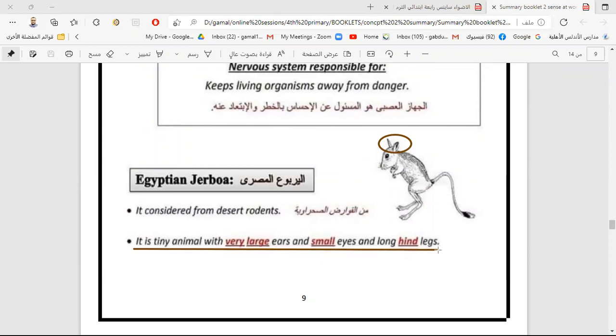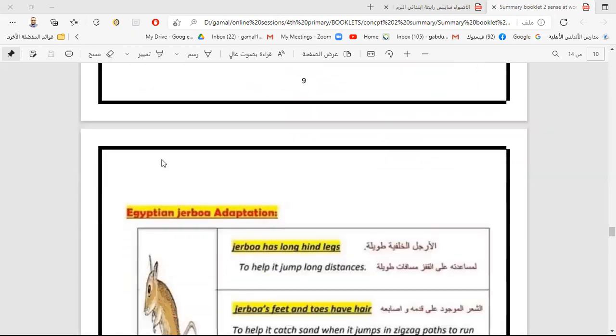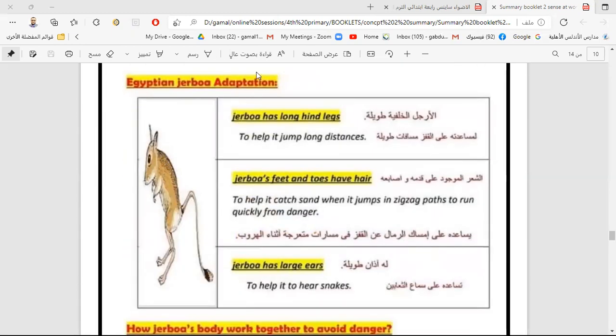So the Egyptian jerboa has many adaptations. The large legs here, or the tall legs, and also the large ears. This is a structural adaptation in the jerboa, which helps the jerboa to jump and to hear sounds. Okay, so the jerboa is an amazing animal, which lives in the Egyptian desert.